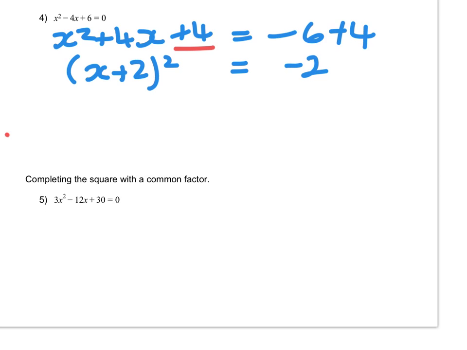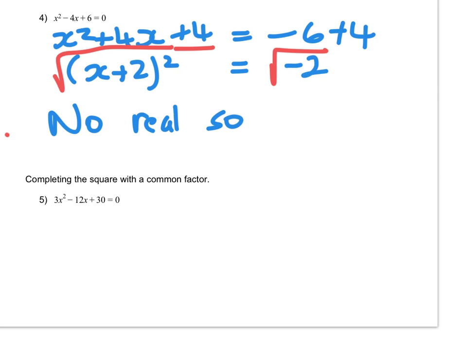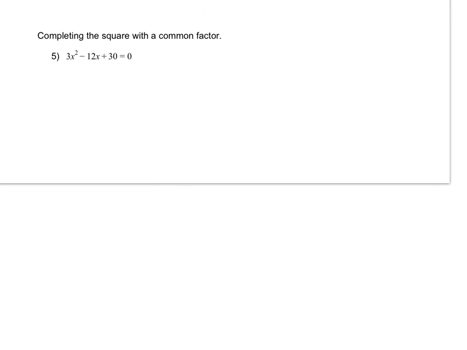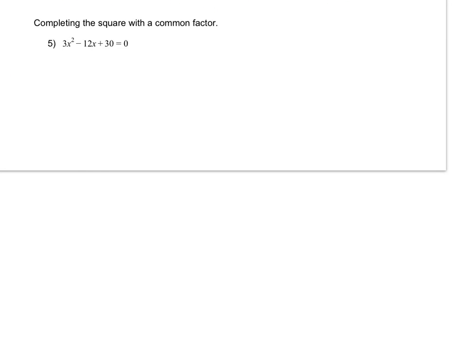Now if you look at this here, you have something squared equals minus 2. That's impossible. If you go to take the square root of each side here, look, you're asking for the square root of minus 2. Impossible. No real solutions. Okay? Now let's look at one slightly different situation.